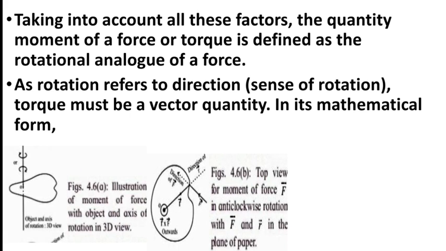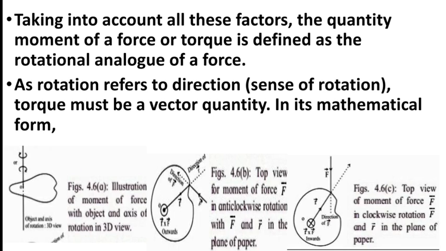This is figure 4.6b, the top view for moment of force vector F in anticlockwise rotation, with vector F and vector R in the plane of paper. Similarly, figure 4.6c is the top view of moment of force vector F in clockwise rotation, with vector F and vector R in the plane of paper.